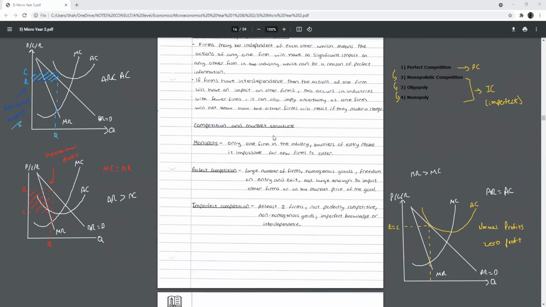Yep. So these are basically what we're looking at. Okay.